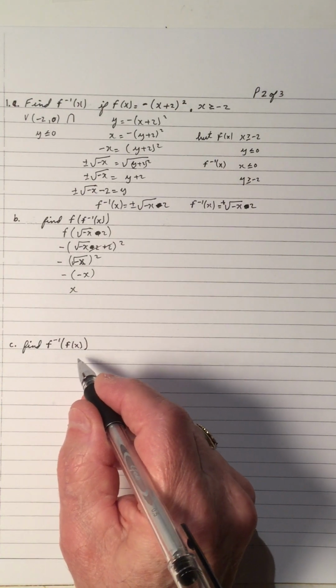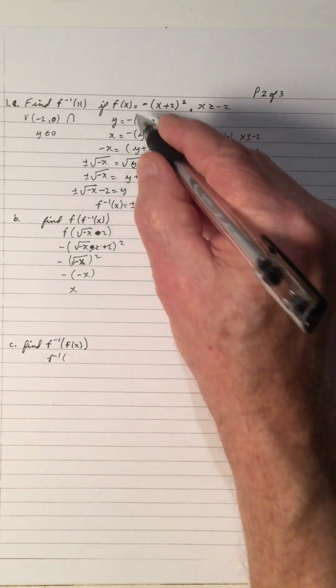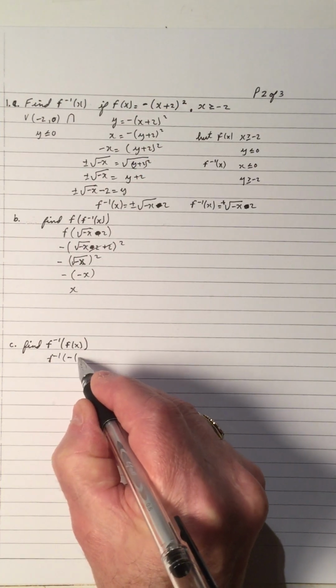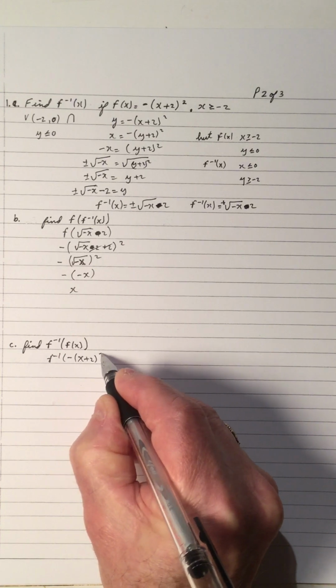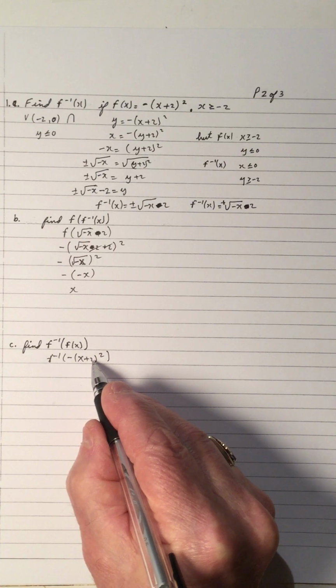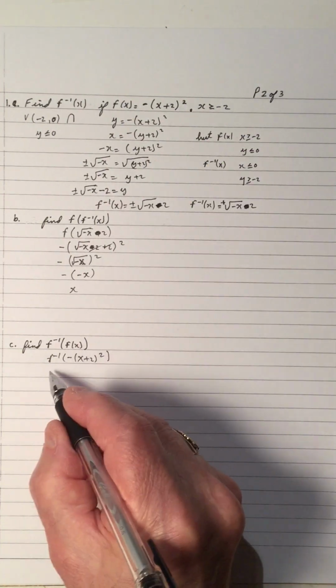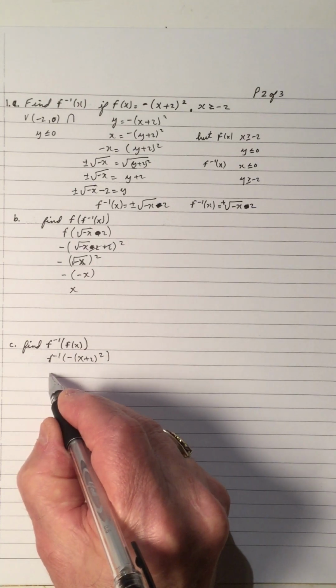Now we have the inverse. The f of x is negative, root of x plus 2, all squared. So the f of x is right here. There it is. So we sub that into the inverse. So the inverse is the root.